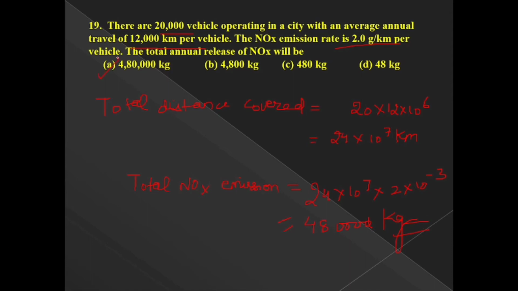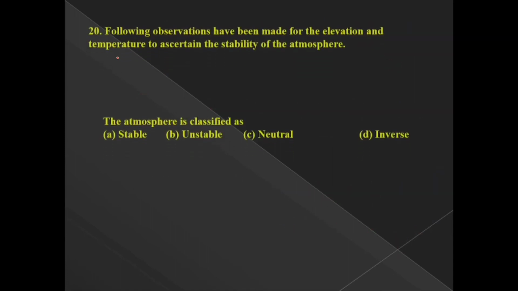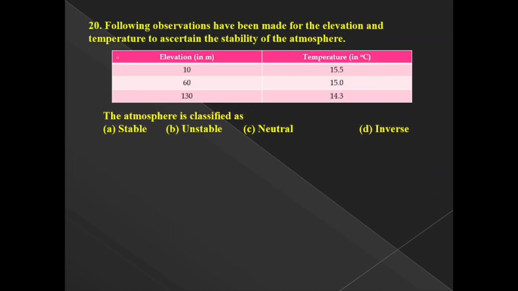Now the next question is, the following observations have been made for the elevation and the temperature to ascertain the stability of the atmosphere. Elevation is given, temperature is given. The atmosphere is classified as? So initially, my dear students, we have to calculate the environmental lapse rates, ELR1 and ELR2.